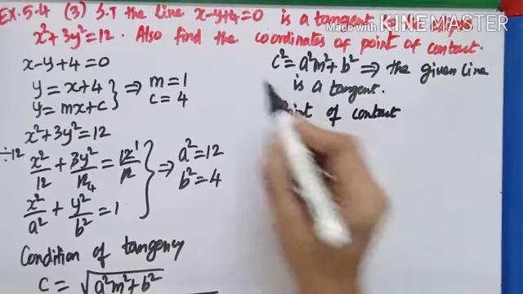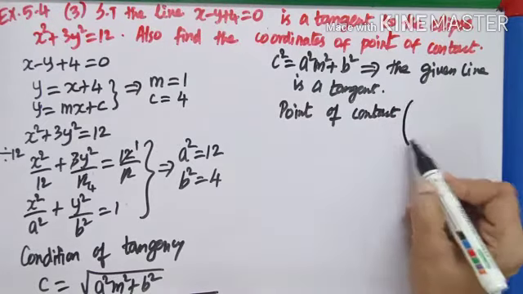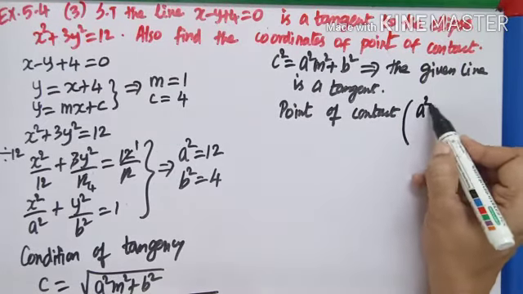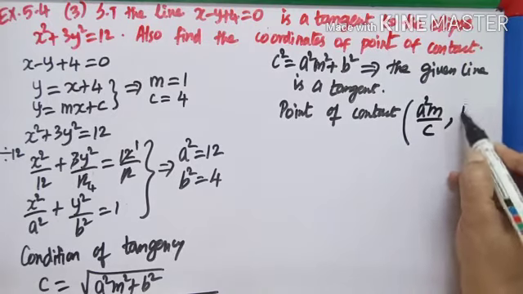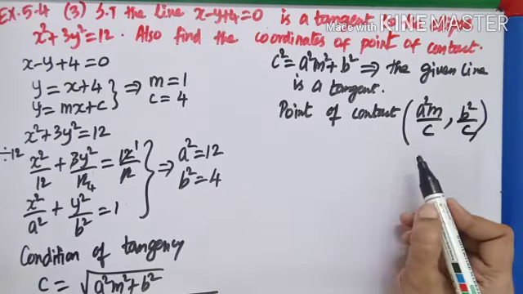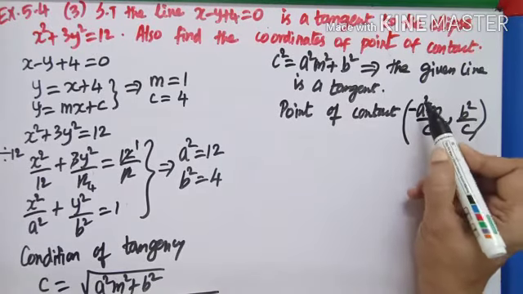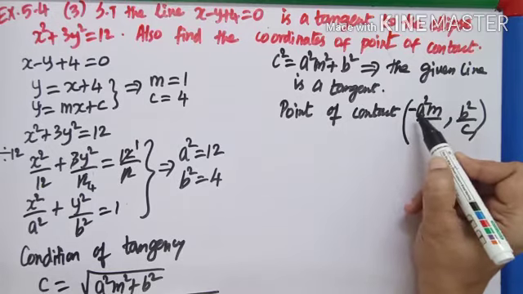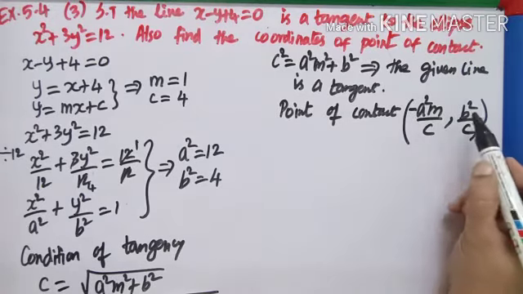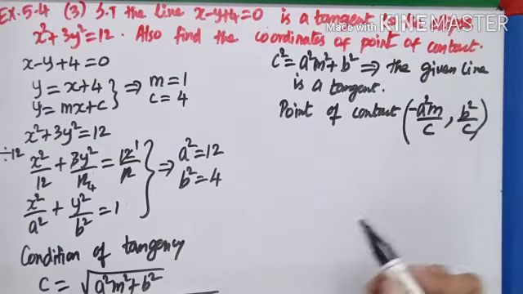Now the second part of the question, the point of contact. The formula is a square m by c comma b square by c. For hyperbola and ellipse, let us remember the first coordinate is always negative. For ellipse, it is plus b square by c. For hyperbola, it is minus b square by c.